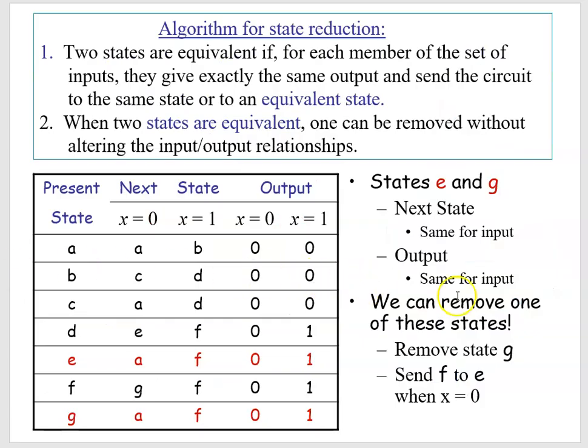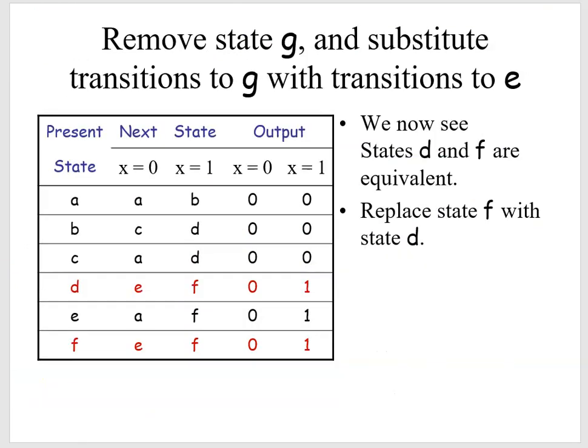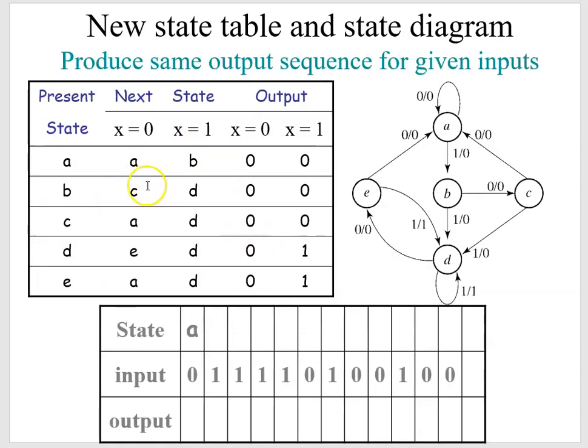So again, we can remove these states. Once we remove these two states, we now see that D and F are equivalent, so we can replace those. And we can reduce this finally down to our 5 states. So our 5 states with our state table and with our state diagram, now we want to show that we have the same input-output equivalency.